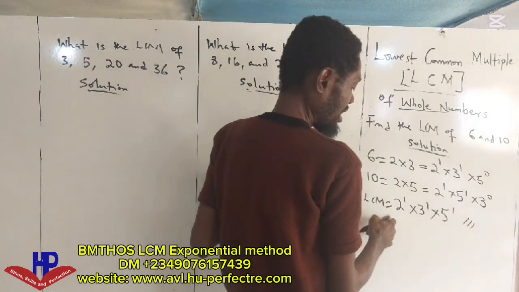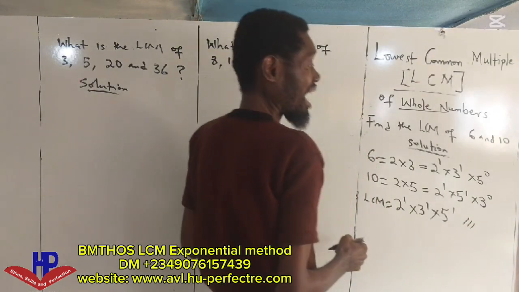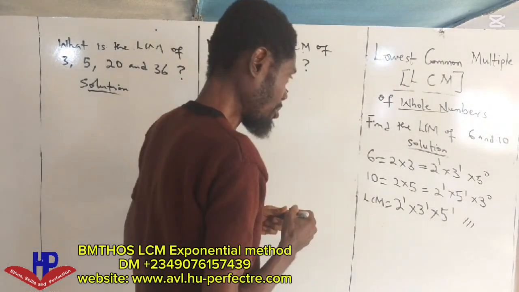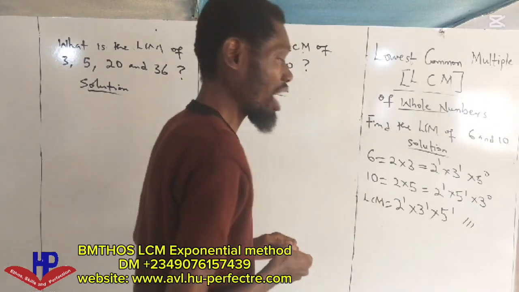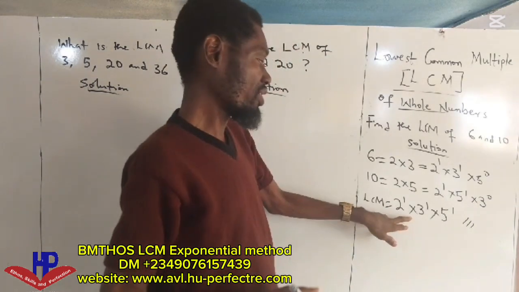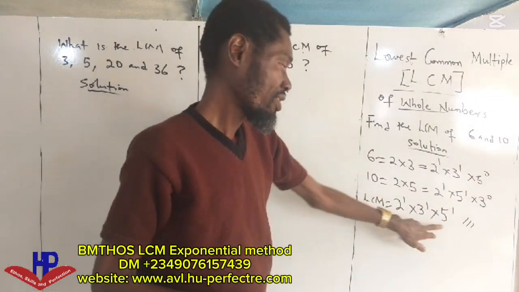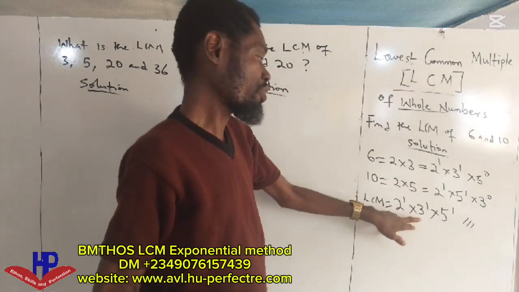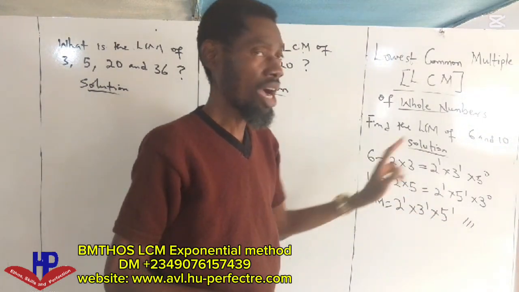If you are asked to keep your answer in index form, if you are asked to find the LCM of 6 and 10, leaving your answer in index form or exponential form, this is the answer you should leave it at: 2 raised to the power 1 times 3 raised to the power 1 times 5 raised to the power 1.